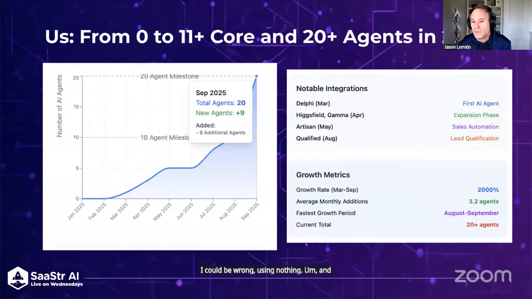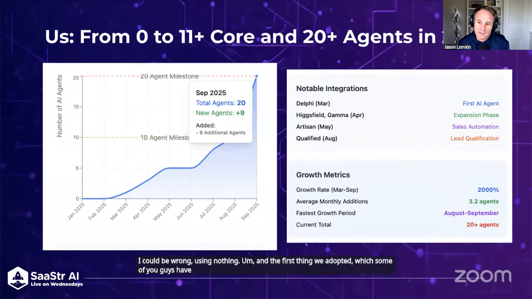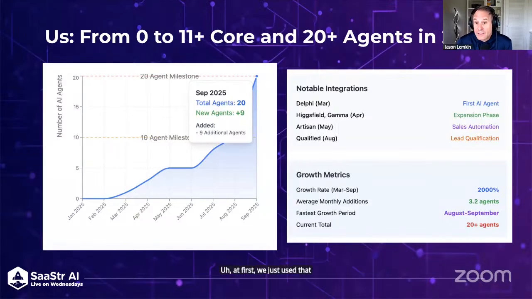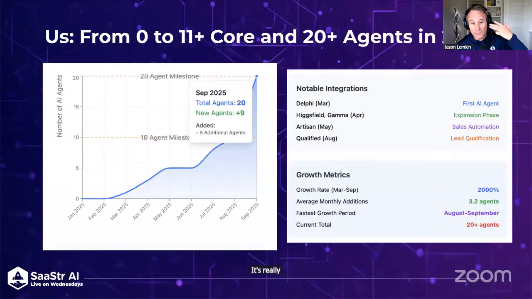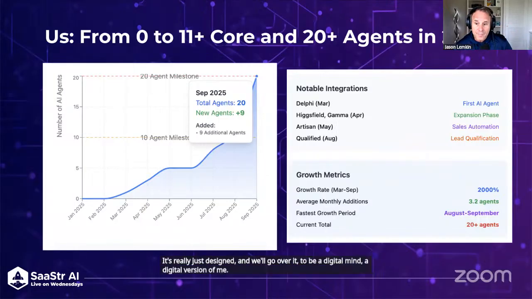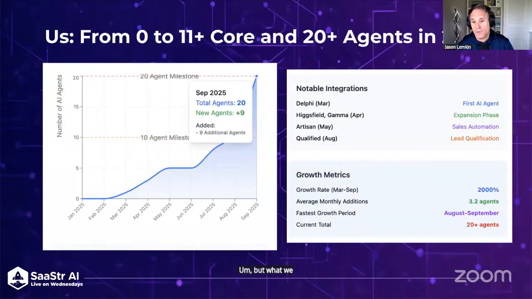The first thing we adopted, which some of you have seen, is an app called Delphi to do an AI agent on SaaStr. We've done over 100,000 conversations. At first, going into SaaStr Annual this year, we just used that for everything: a little bit of sales, marketing, and support. It's really designed to be a digital mind, a digital version of me. But we instantly saw that just having it was so much better than nothing. A general well-trained tool is better than nothing.